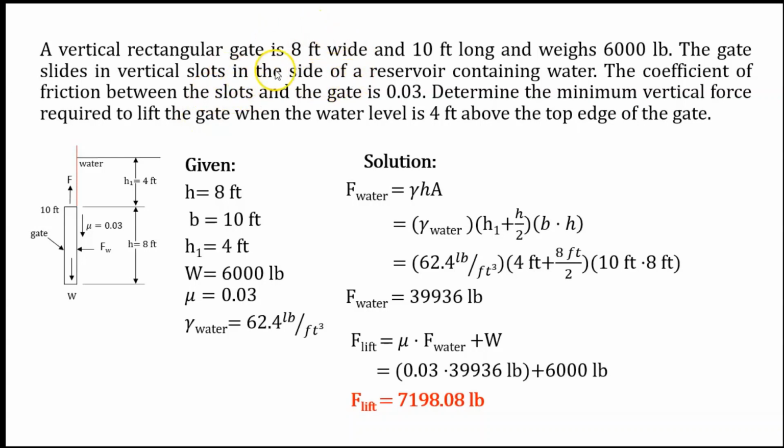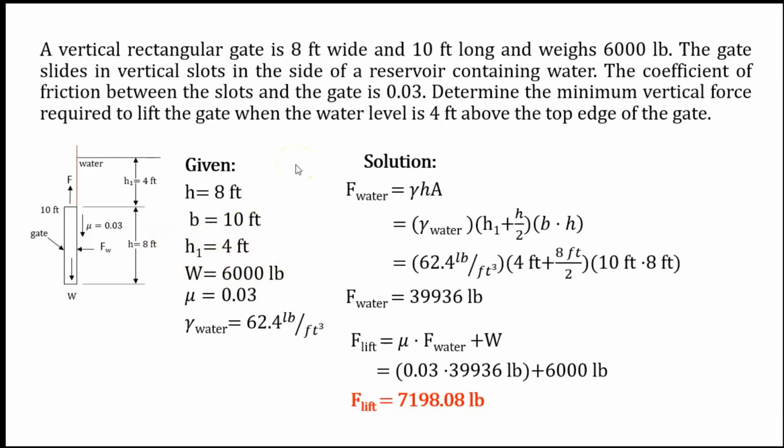So first, let's identify the givens in our problem. We have 8 feet as the height of our gate, and 10 feet as the base of our gate, and then 6,000 pounds as the weight of our gate, and 0.03 as our coefficient of friction, and 4 feet as the height of the water above the top edge of the gate, and we will let this be our height 1.